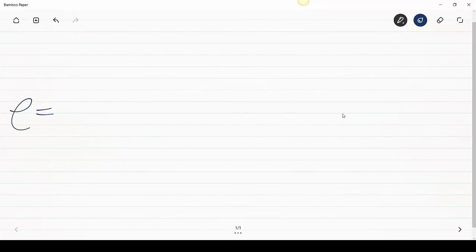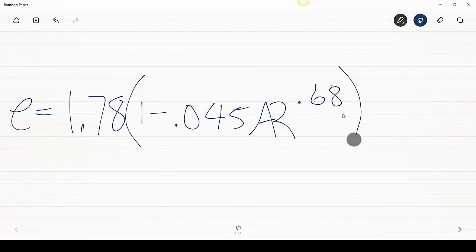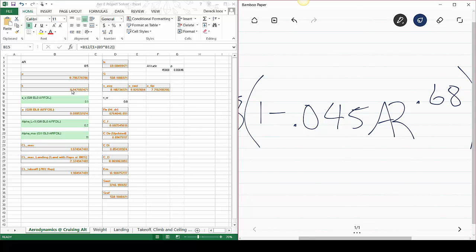E equals 1.78 times 1 minus 0.045 multiplied times the aspect ratio raised to the 0.68 minus 0.64. And if you look here, you'll see that E is equal to 1.78 times 1 minus 0.045 times B3, which is the aspect ratio, raised to the 0.68 minus 0.64.